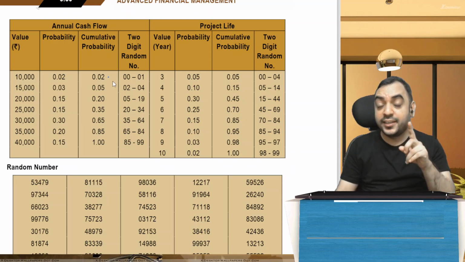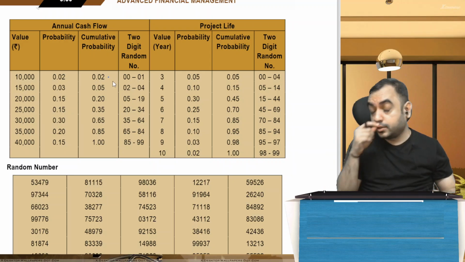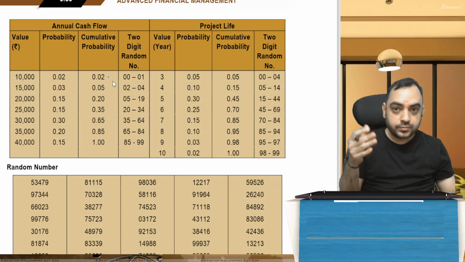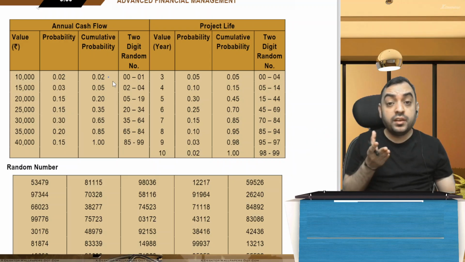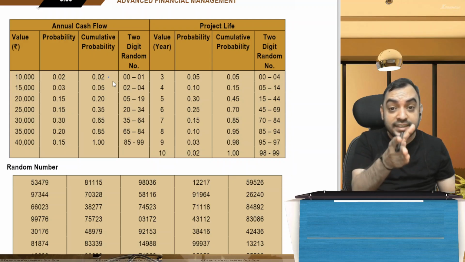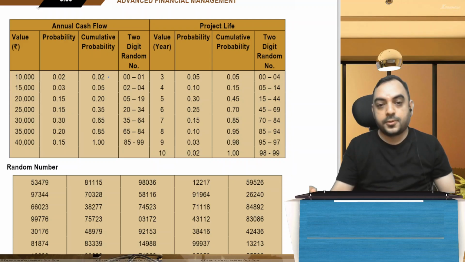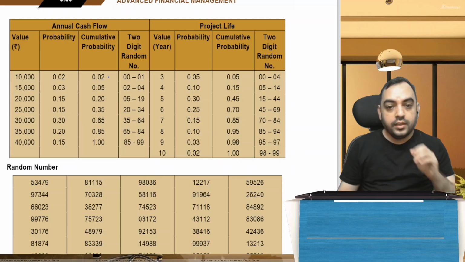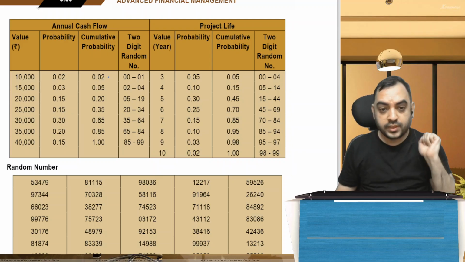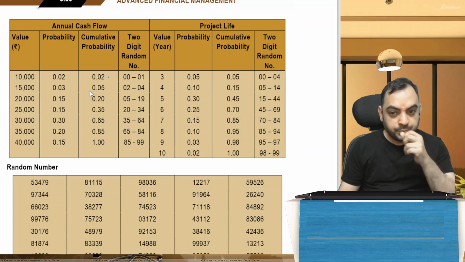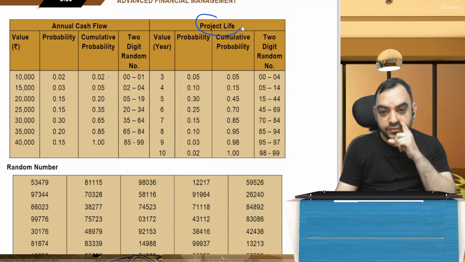So you got both the tables except for this random number digit. I told you, right? We throw a die and we get the random number and we fit it into the table. That table is this column. So how do we get this column? Let me tell you, for project life.